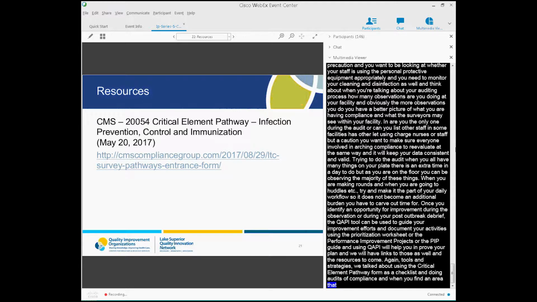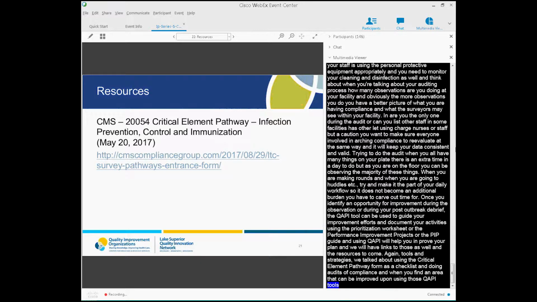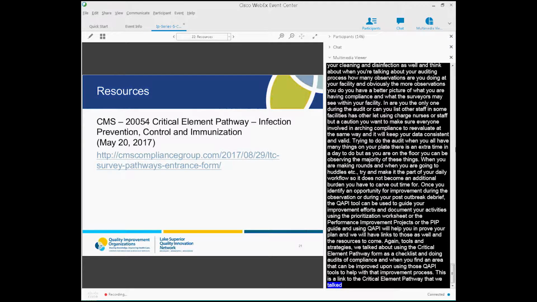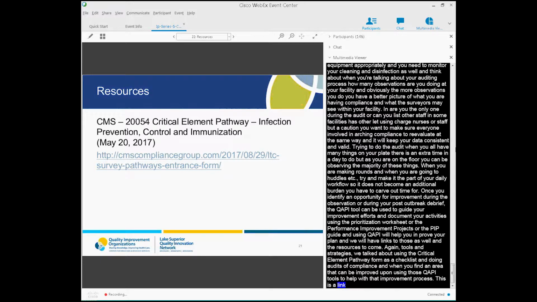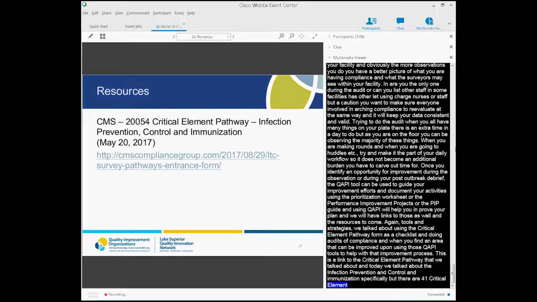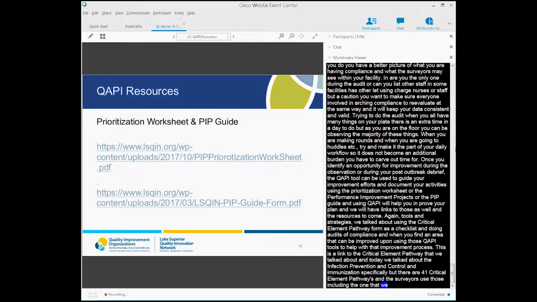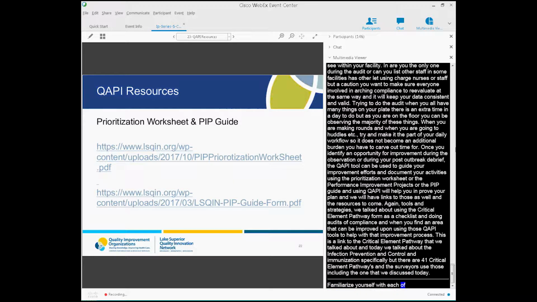This is a link to that critical element pathway that we talked about. Today we talked about the infection prevention and control and immunization one specifically, but there are 41 critical element pathways that the surveyors use, including the one that we discussed today. So familiarize yourself with each of these and use them as a checklist to prepare for the survey. We talked about those QAPI resources.